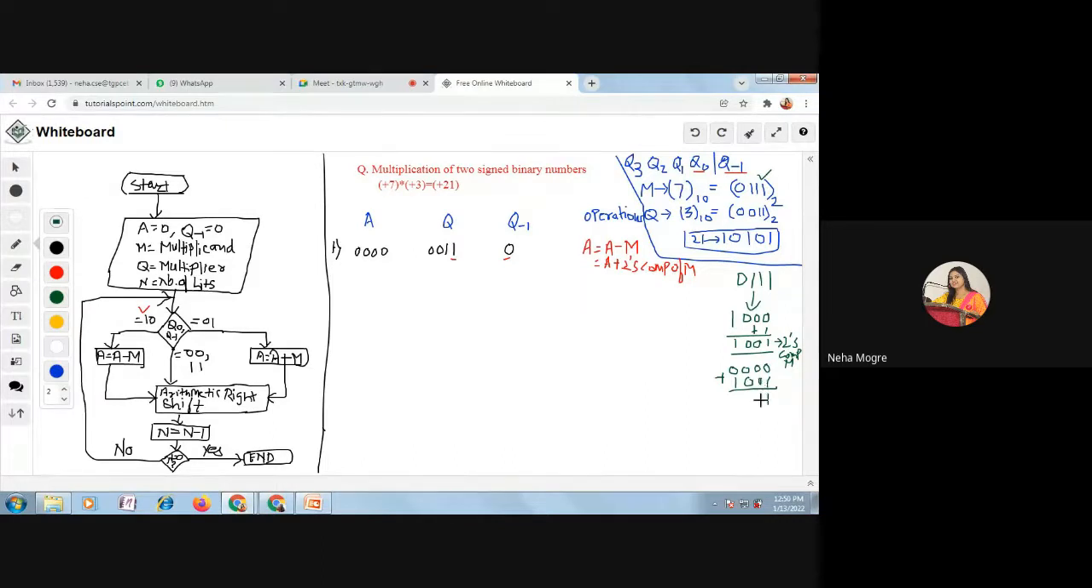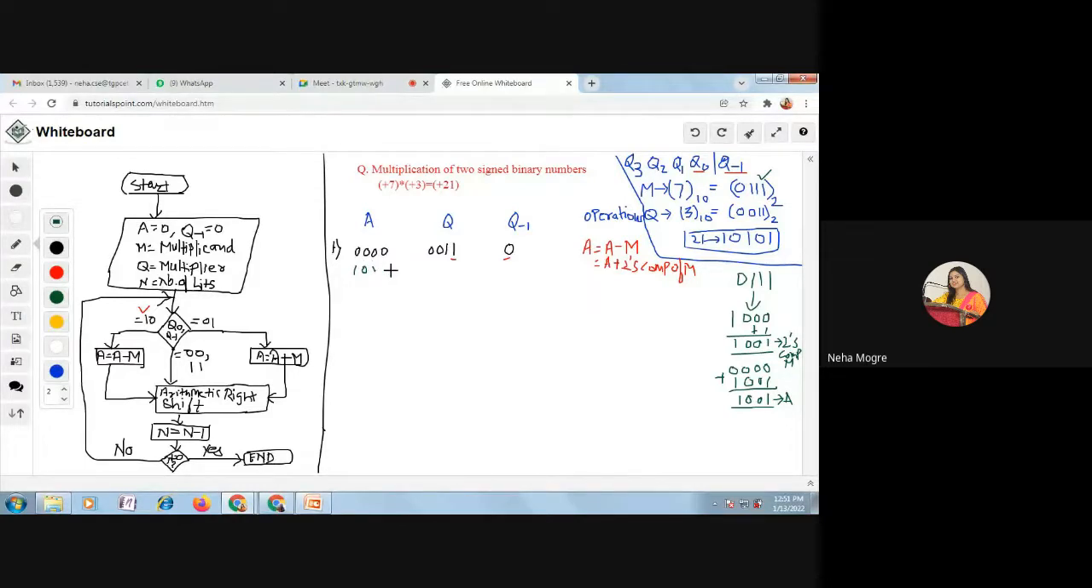So my answer is: 0 plus 1 is 1, 0 plus 0 is 0, 0 plus 0 is 0, and 0 plus 1 is 1. Now this is my value of A. Is that okay? So I will write this value of A here, 1, 0, 0, 1.